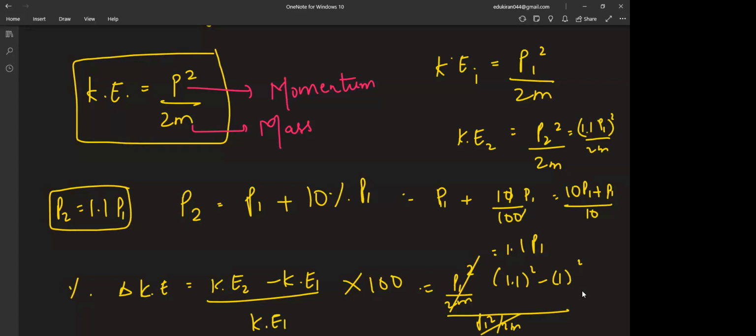Clear? Ma'am, the value of P1 is 1. Value of P1 is not 1. See. Let me get this. Wait.